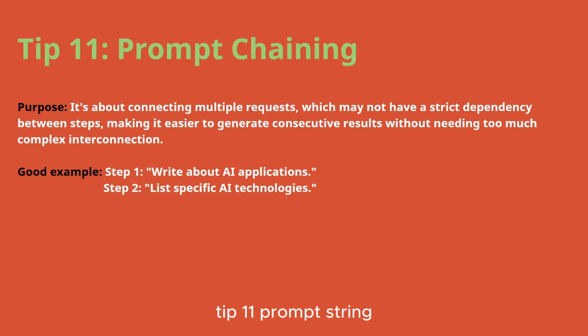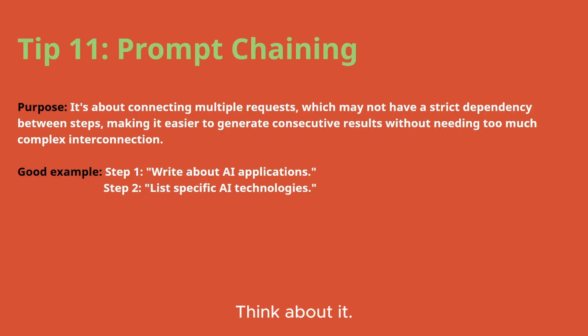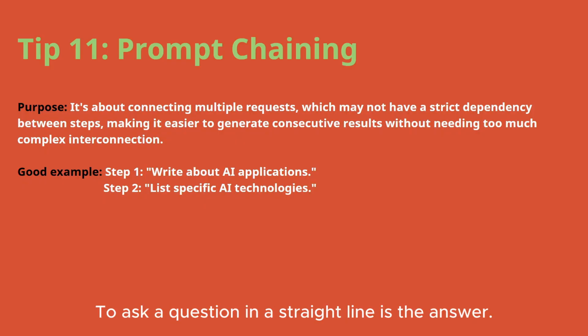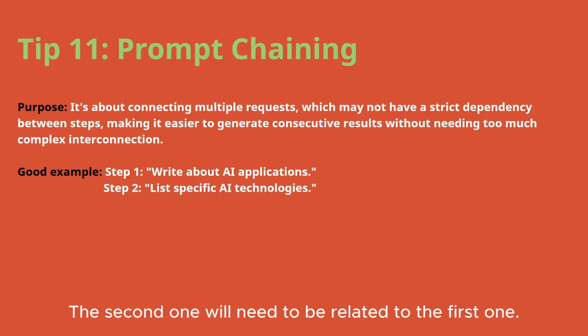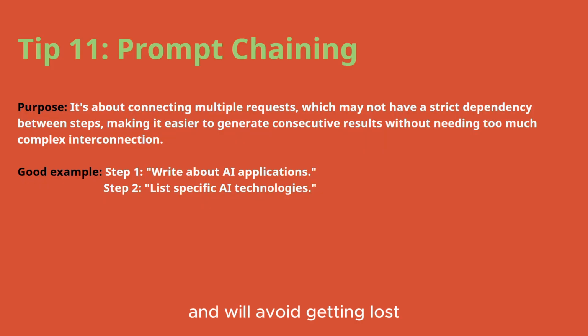Tip 11, prompt chaining. This trick is meant to avoid asking questions that have nothing to do with each other, so that ChatGPT can be used more effectively. Think about it: you ask a question in a straight line and get the answer. The second one will need to be related to the first one. The following questions will have to hook up with the first question. ChatGPT will avoid rambling replies and will avoid getting lost.